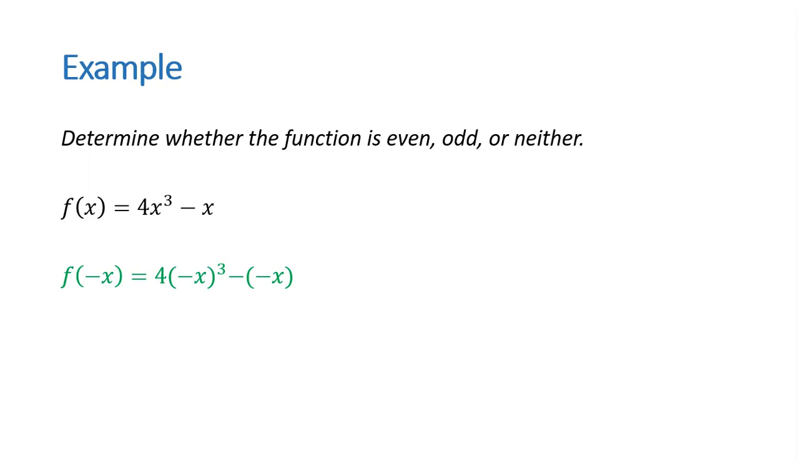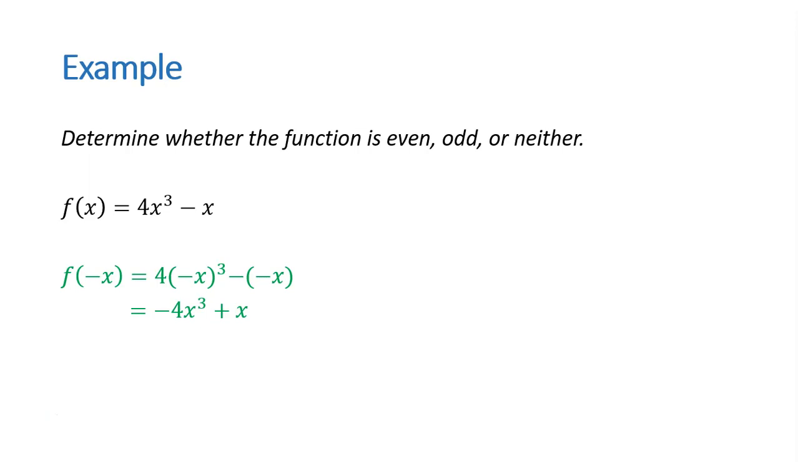So if we're keeping the negative, we can actually pull the negative out to the front of the term. So negative x cubed stays negative. We just pull the negative out in front of the 4. Well, what about the second term? We're subtracting a negative x. There's no exponent, but subtraction of a negative we typically rewrite as addition. So our fully simplified function now is negative 4x cubed plus x.